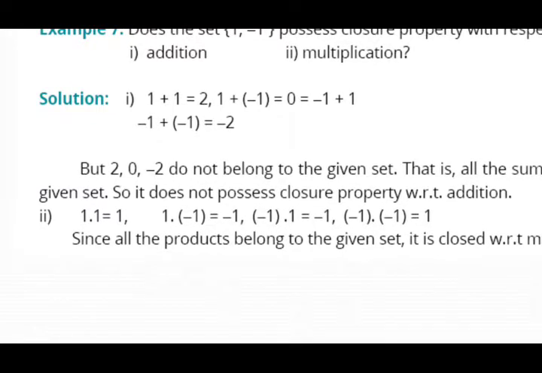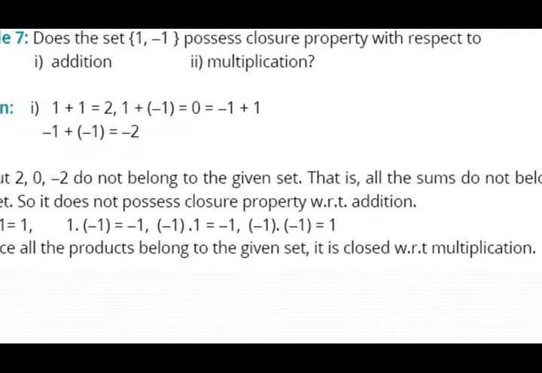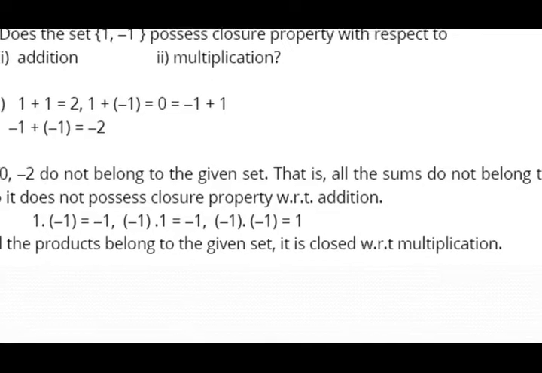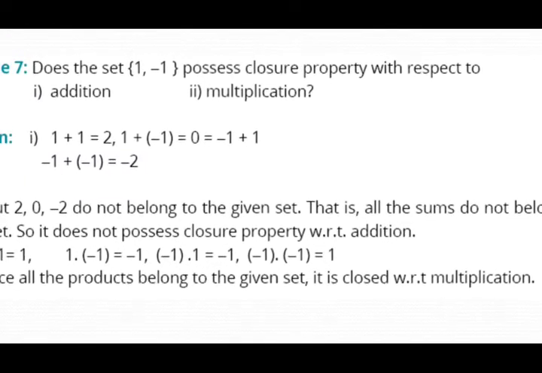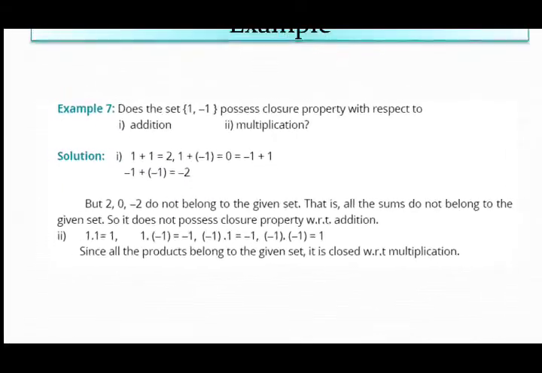For multiplication, 1 into 1 is 1, and 1 multiplied by -1 is equal to -1. By all possibilities, we get results that belong to the set. Therefore, the closure property holds with respect to multiplication, or it is closed with respect to multiplication.